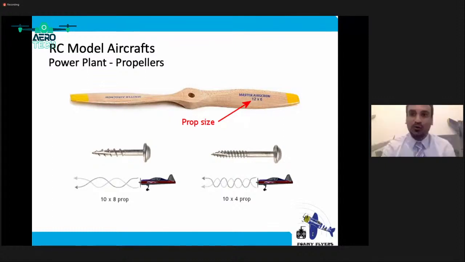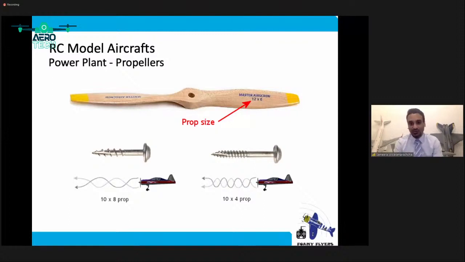Likewise, on the bottom picture, you can see that there's one in 10 by 8 and 10 by 4. So the pitch is less. That means you'll have to rotate more to go forward in order to equalize the one which is 10 by 8. So these are basic things. I don't want to get into a lot of details on that, but this is how a propeller would work.